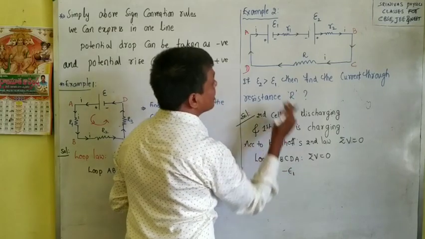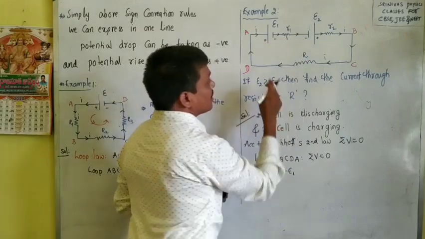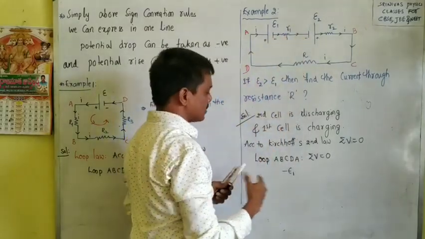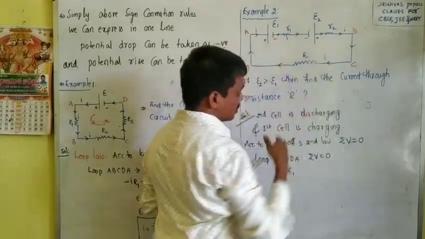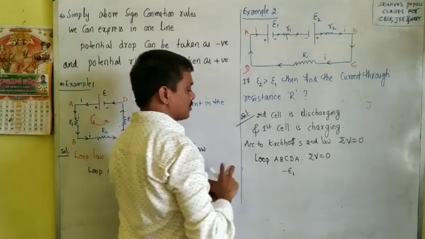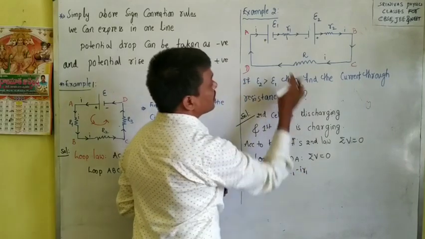Minus E1. Next, resistance came here. Current is I here. When you are going across the resistance, you have to bother about the direction of the current. You are going from A to B, to the right side, and the current is also going to the right side. That means you are going in the direction of current. If you go in the direction of the current, you have to take the potential difference as negative. Minus IR1 we have to take.